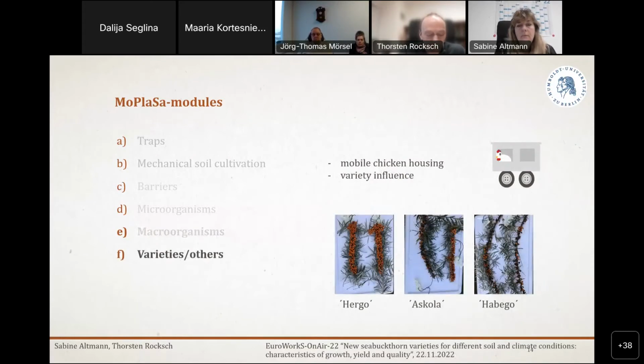And last, in addition to the influence of the varieties, it was also investigated whether mobile chicken husbandry in sea buckthorn orchards can reduce fruit fly infestation. The chickens are able to detect and pick up the pupae lying flat below the soil surface. Yes, and now I would like to give the floor to my colleague, Ms. Altmann, for the second part of the presentation.